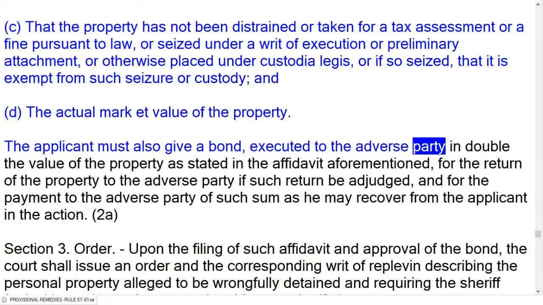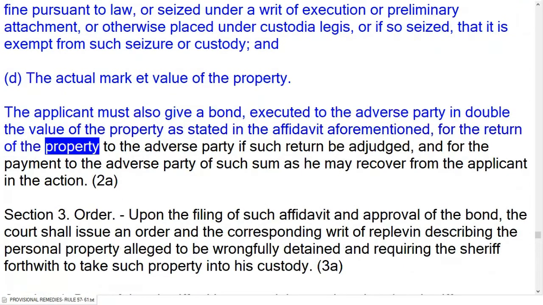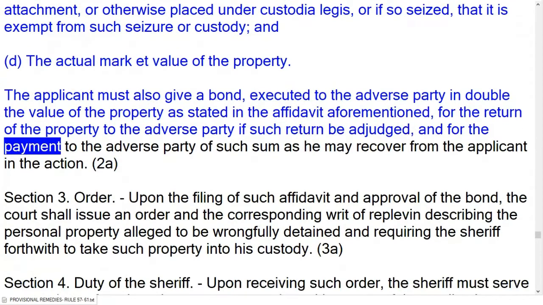executed to the adverse party and double the value of the property as stated in the affidavit aforementioned, for the return of the property to the adverse party if such return be adjudged, and for the payment to the adverse party of such sum as he may recover from the applicant in the action.